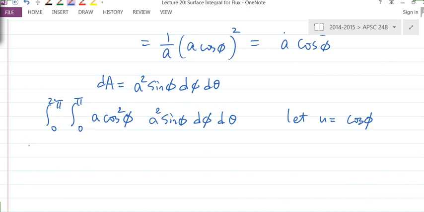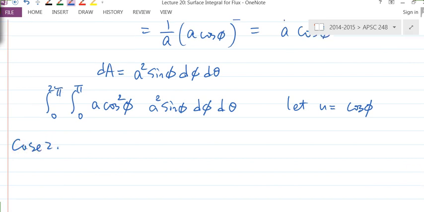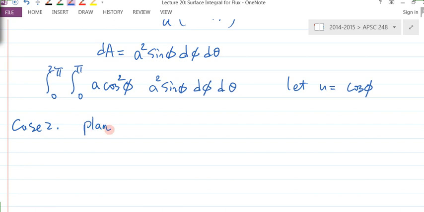Anyhow, that's the spherical surface. Any questions? So now let's take a look at the second case. What if I have a plane? It's a plane surface, probably a pretty simple one. It's just z equal to a. So that's a plane parallel to xy, right? To xy here.